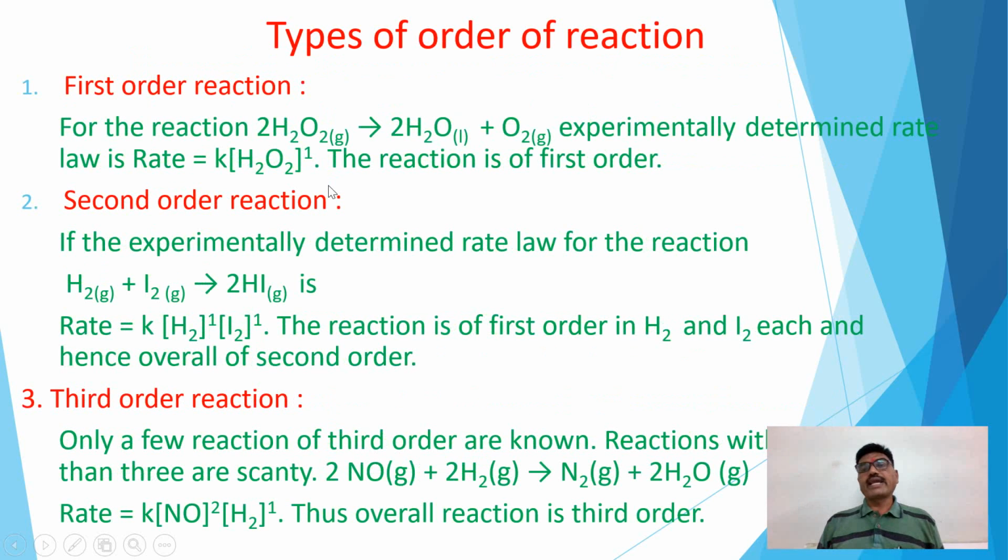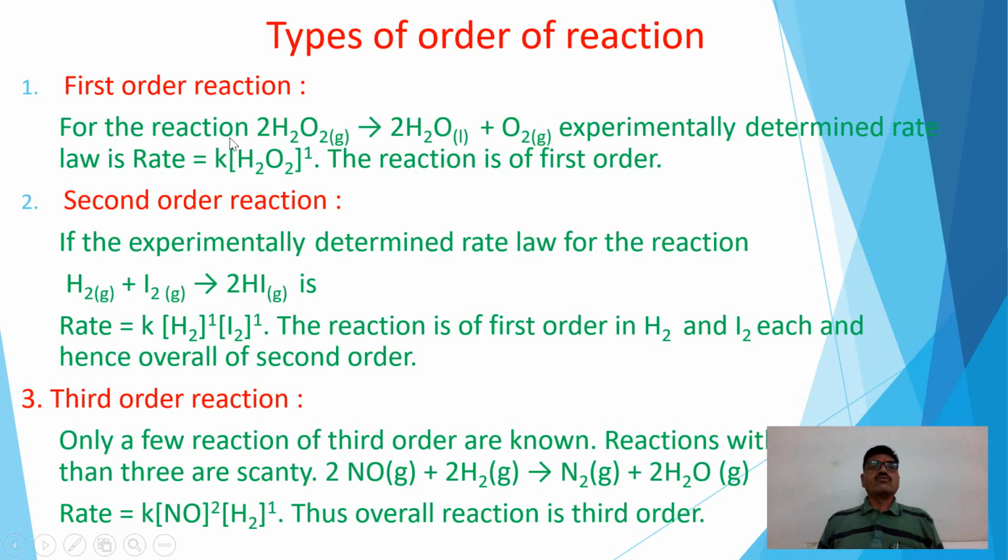Now see the types of order of reaction. So again, this is very simple aspect. Once we understood the order of reaction, then it is easy thing to see whether it is 0 order, first order, second order, like that. So these are the types of order. First order reaction. Now see what is meant by first order reaction.